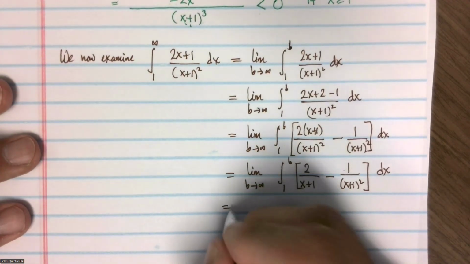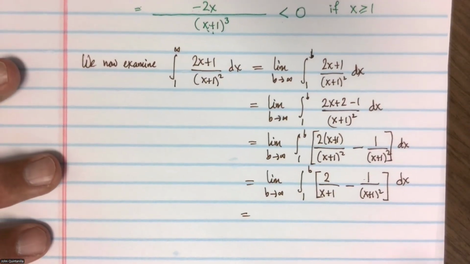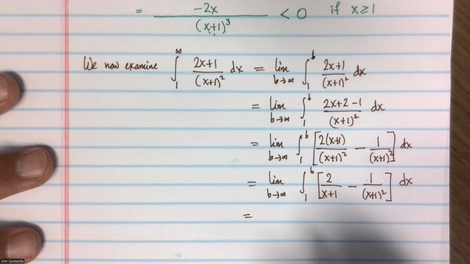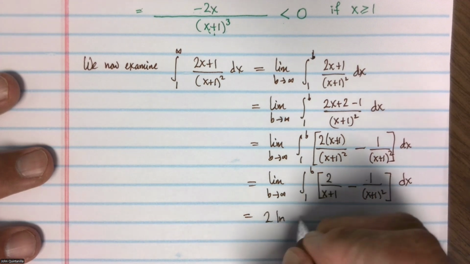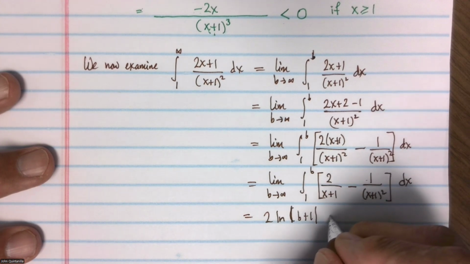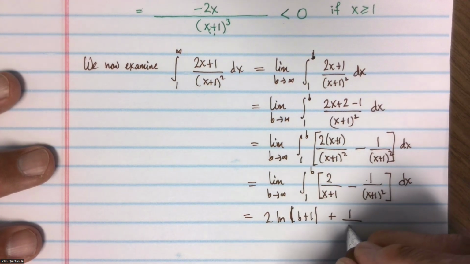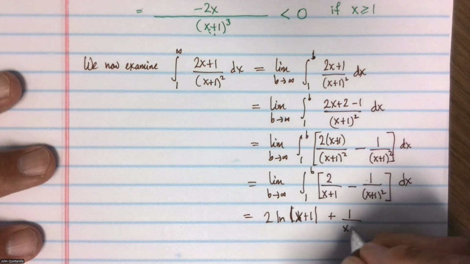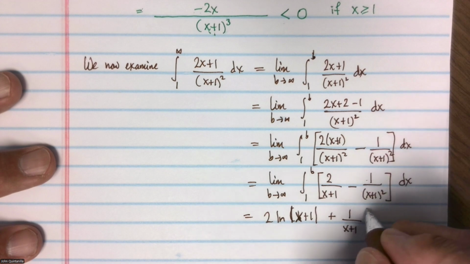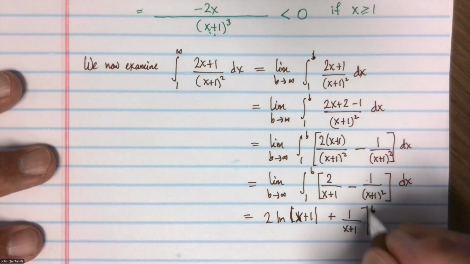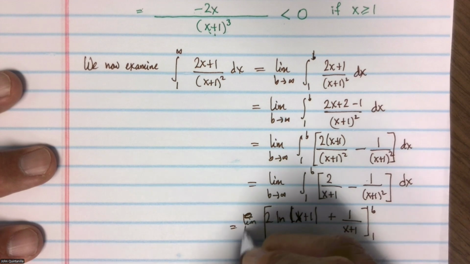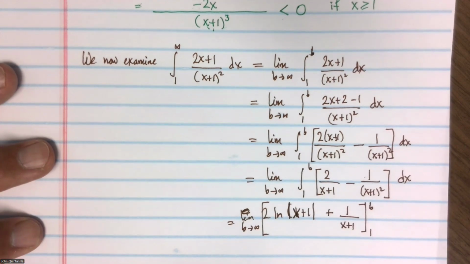Okay, now at this point, we just do the integral. Now, this can be done by u substitution. Hopefully, by this point, you can actually just see what the integral is going to be. This is going to be 2 times the natural log of the absolute value of x plus 1, plus 1 over x plus 1 (sorry, x plus 1, not b plus 1), evaluated from 1 to b. And I did it again. That's equal to the limit as b goes to infinity of that expression.